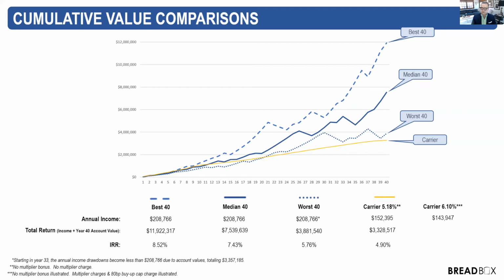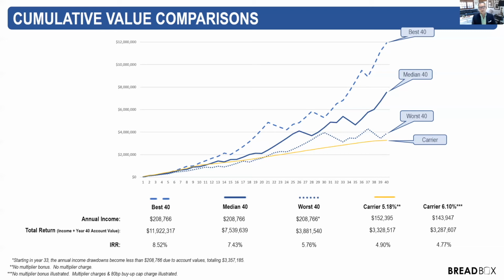And in this case, you could draw down $143,000 in income, which was even less than the previous carrier illustration version of $152,000. The total return at the end of 40 years was now 3.2 million as opposed to 3.3 million. And the internal rate of return, the net IRR, was 4.77% versus 4.9%. Now, again, where are we showing all this? Well, in a real-world situation, the way we envision an agent using this is that you would use our Breadbox report in conjunction with the carrier illustration.